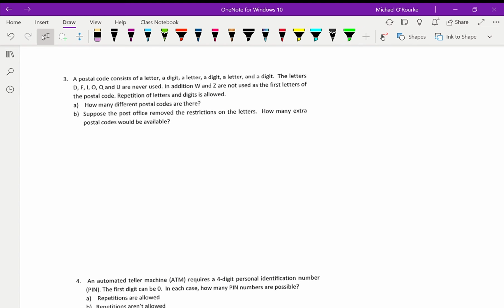So the next one is a postal code consists of letters and digits. So I like to do this first. Let's do A. Postcodes are going to look like this: letter, number, letter, number, letter, number. Okay. The letters D, F, I, O, Q, and U are never used. So never used are six letters.